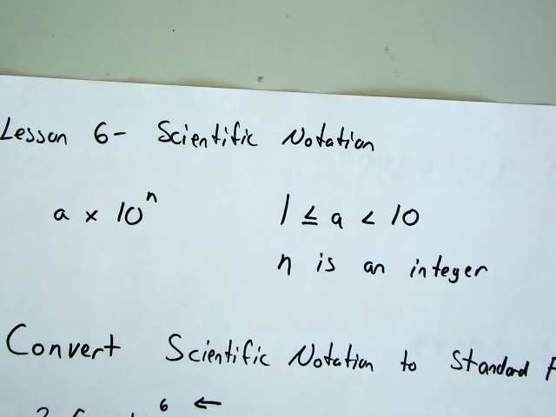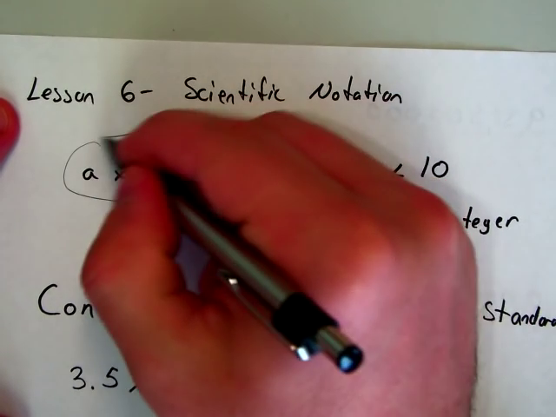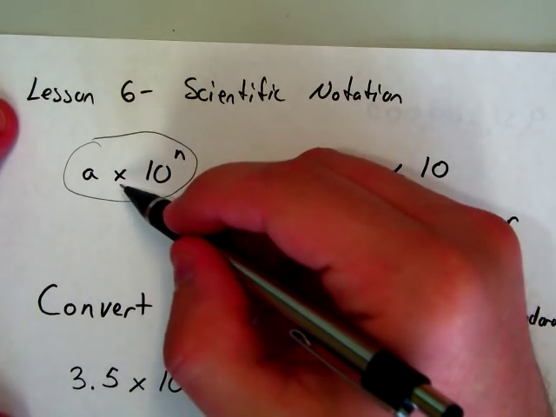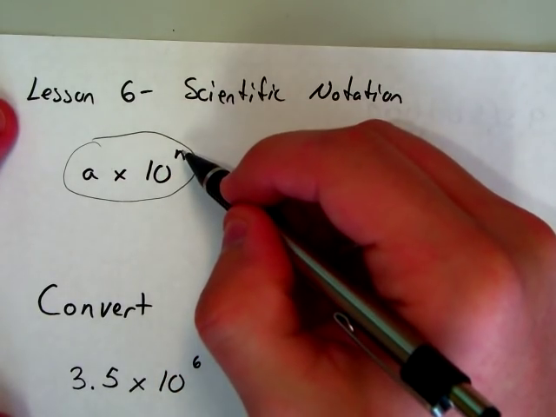All right, today we're going to be talking about lesson 6 called scientific notation. Now, scientific notation is really, really important for numbers that are really, really big or numbers that are really, really small. And we'll talk about what those look like. So, scientific notation is written in this kind of form. We have a number times 10 raised to an exponent.